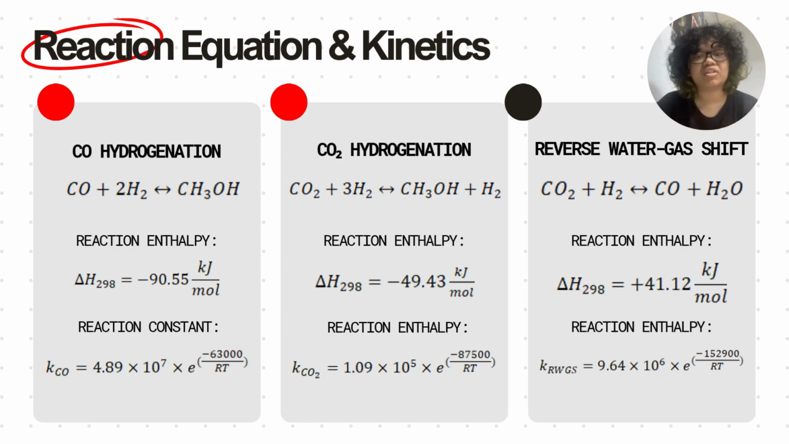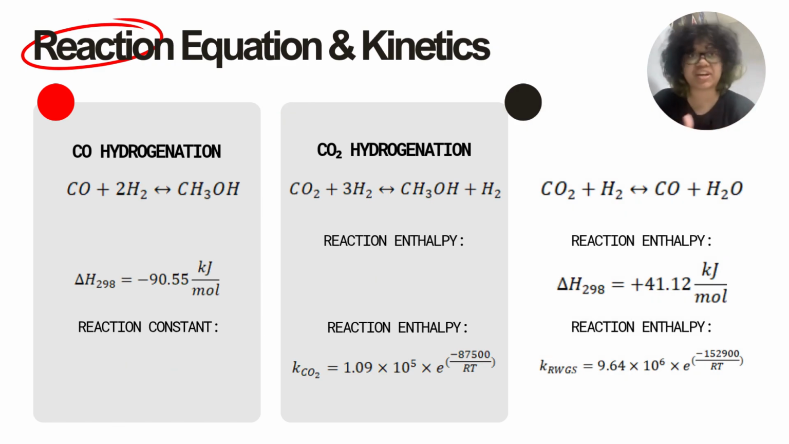The main reactions, the hydrogenation of the carbon oxides, tend to be exothermic, while the reverse water gas shift reaction is endothermic. Also, as we can see in the reaction constant, the carbon monoxide hydrogenation and carbon dioxide hydrogenation have a lower activation energy than the reverse water gas shift reaction.